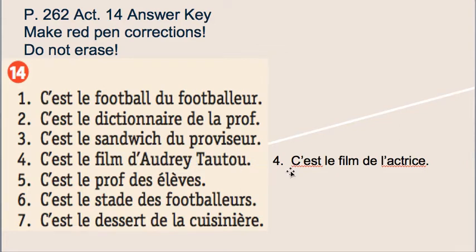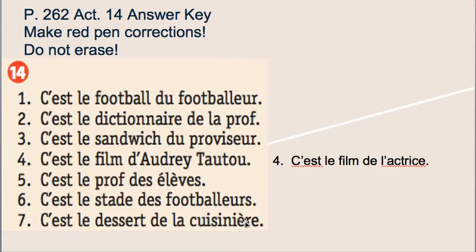Okay? Continuing on with number 4, I'm not a fan of the book's answer, so here's the one that I feel is the best. C'est le film de l'actrice. Répétez, c'est le film de l'actrice. Okay, down here, number 5, c'est le prof des élèves. Notice that we have des élèves because élève is plural. Same thing with number 6. Répétez, c'est le stade des footballeurs. Again, the word footballeur, just like élève, is plural, so we need des in front of it. And finally, for number 7, c'est le dessert de la cuisinière.